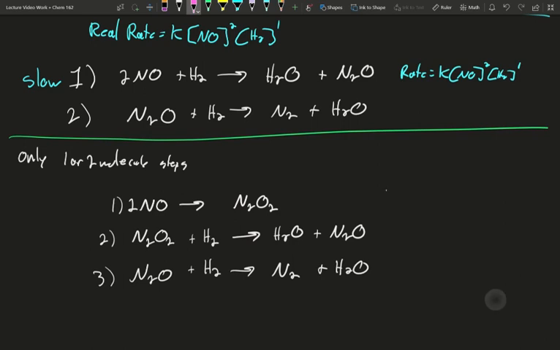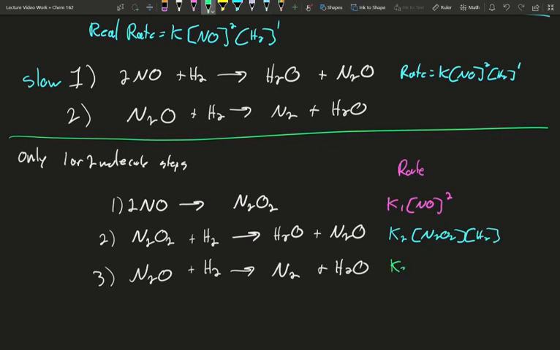Well, let's think about it. What would our rate for each of these be? Rate equals k1 times NO squared. We'd have k2 times N2O2 and H2.